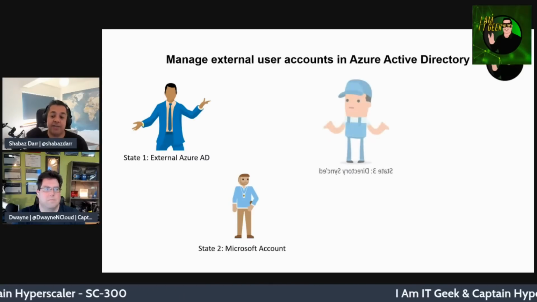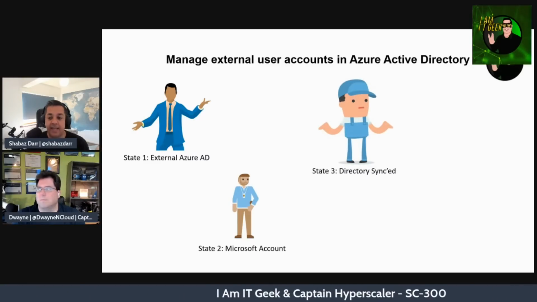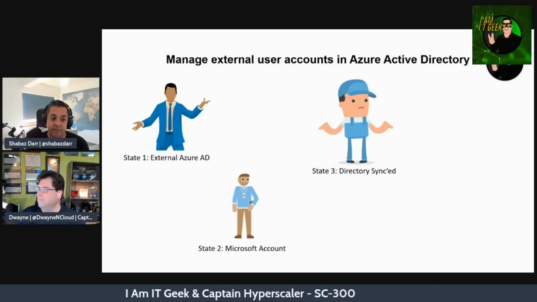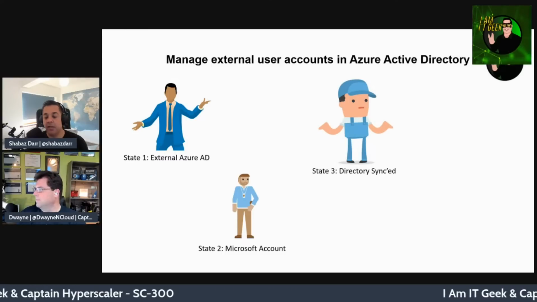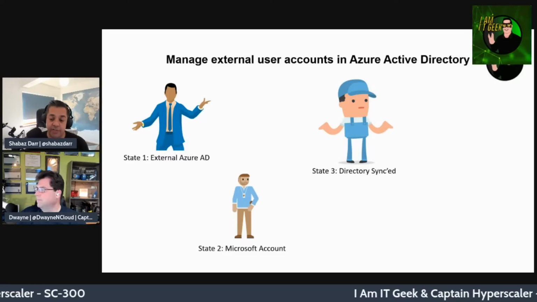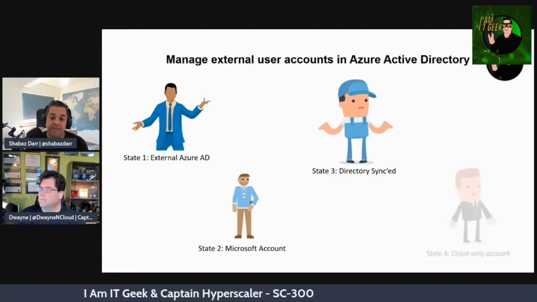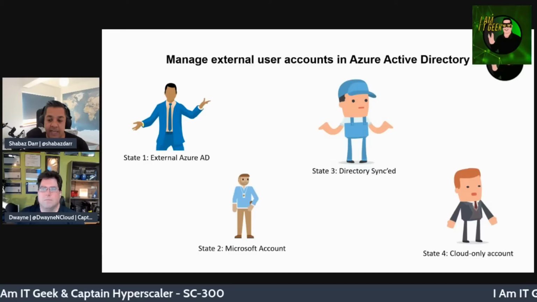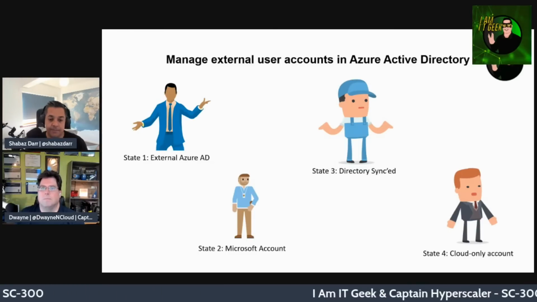We then had directory synced, which was that third state, so that's on the partner side. They are homed in Active Directory Domain Services, be it on-premises or a VM in Azure. That syncs through via Azure AD Connect up into their Azure AD tenant, and then you send that B2B invitation. The third and final one was a cloud-only account. Okay, so this is just a partner Azure AD tenant saying you're inviting them across.